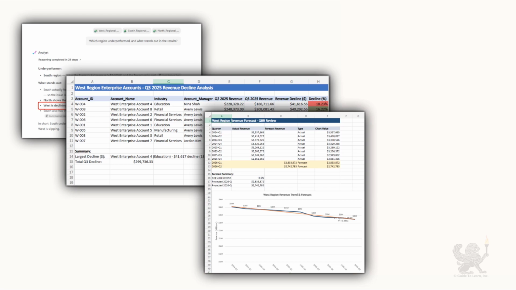Alex used the analyst agent to compare data across multiple files and identify the region that needed attention. Then she opened the right workbook in Excel, used Copilot to investigate the cause. Finally, she generated a forecast using Copilot with Python.